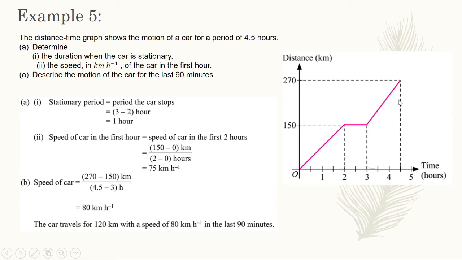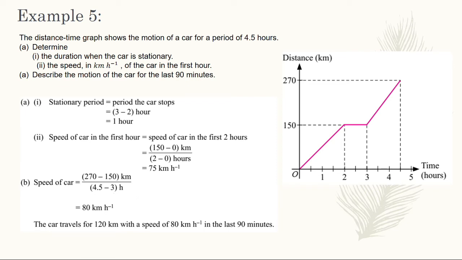Okay, describe the motion. So we have to find the speed. The speed is the vertical distance over the horizontal distance. So it is 270 minus 150 over 4.5 minus 3. So we will have 80 km per hour. Therefore, to describe, you got to describe how much is the distance, how much is the time taken, and also the speed. 3 important things.